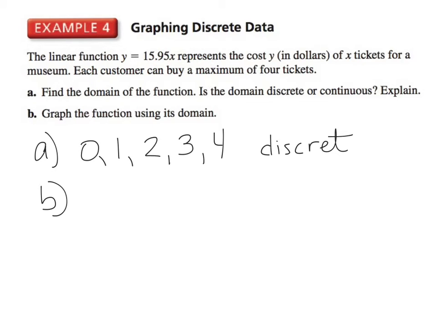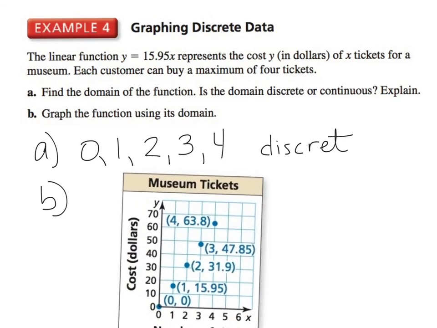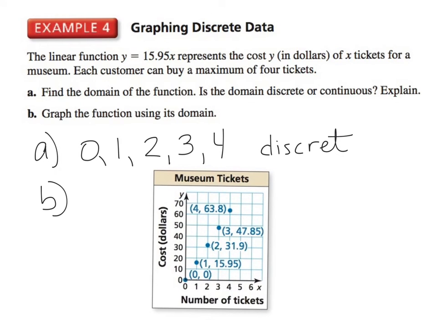B. Now, if you graphed it, that's easy. 0, 1, 2, 3, 4, you would plug those in. 0 tickets obviously would give you $0. 1 ticket would give you $15.95, and so on. You would not connect the points. You would label, and we would only have those 4 points, or 5 points.